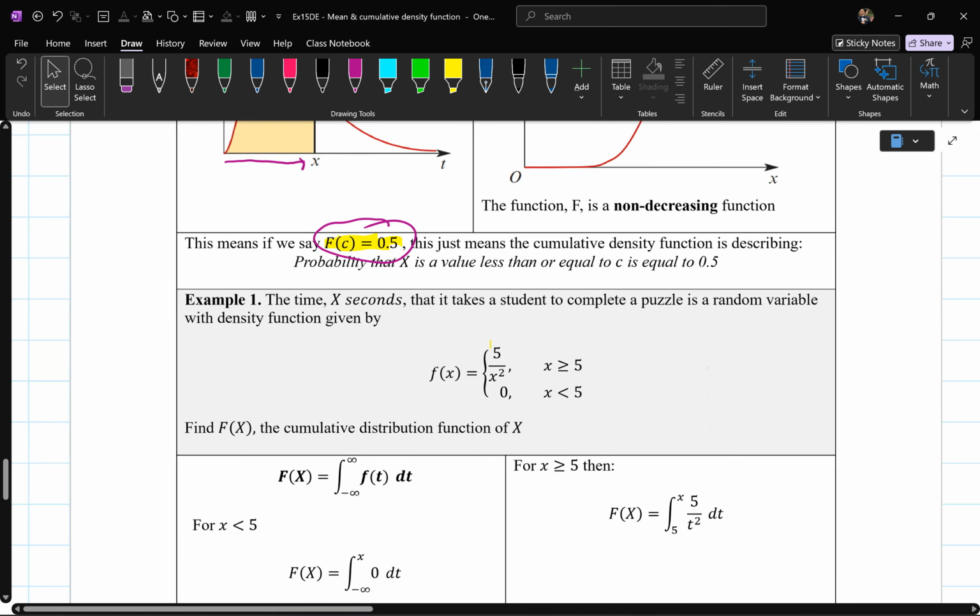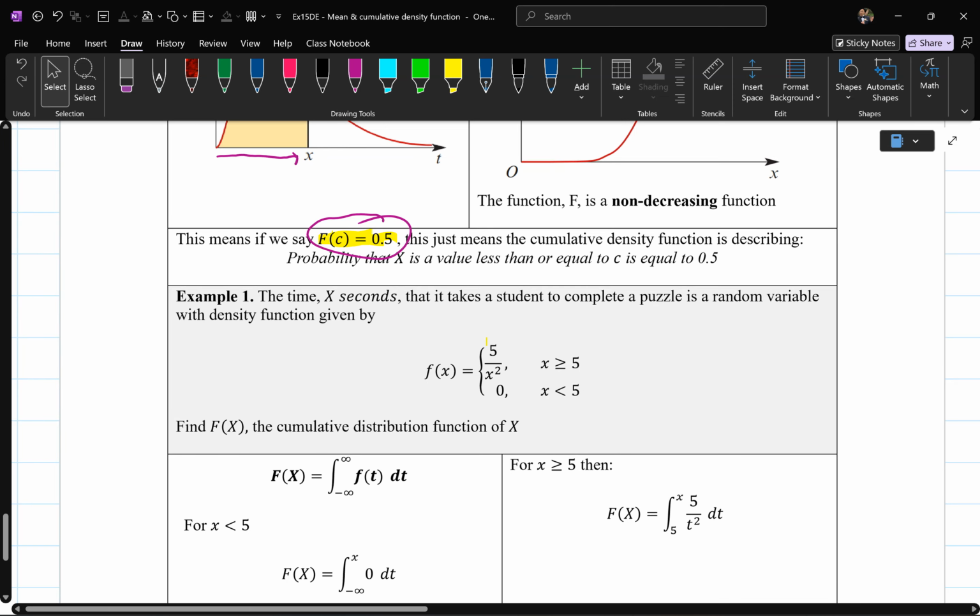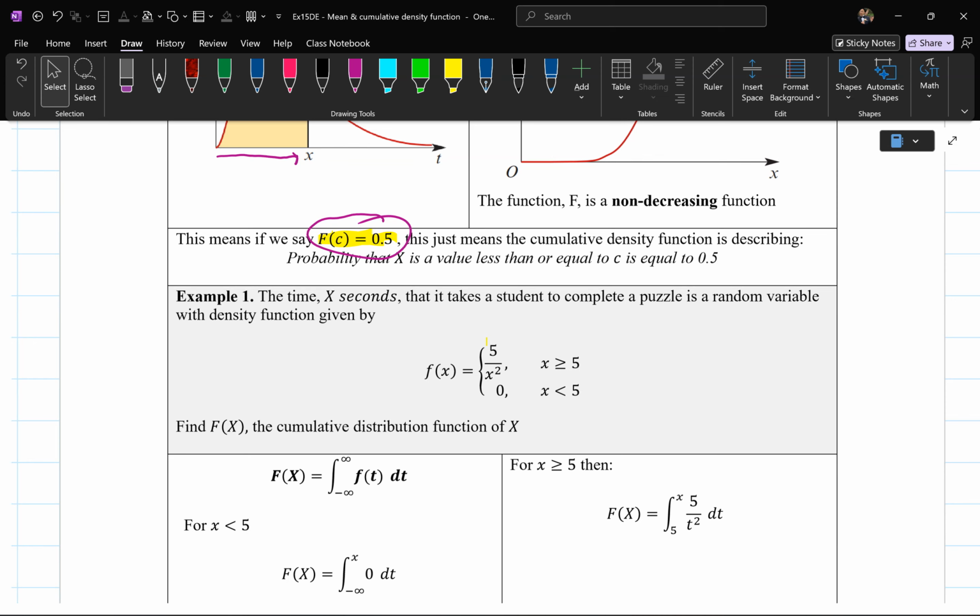So when you're answering these questions, for example, this one: the X seconds that it takes a student to complete a puzzle is a random variable with density function given by, so here's my function. They're asking, find F of x, the cumulative distribution function. So they're just asking, I've got a probability density function. What would the function be if it's cumulative? The cumulative just has some nice interpretations to it.